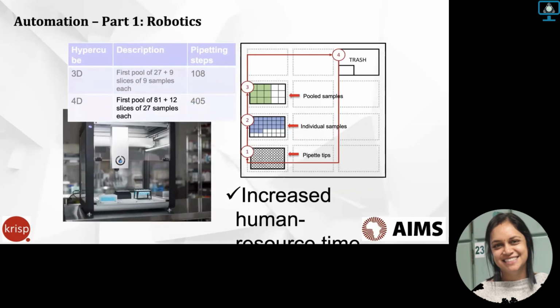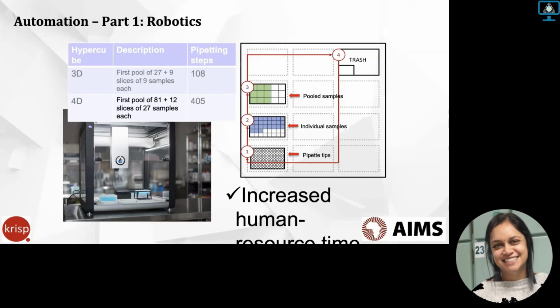So I'll just move on to a little bit about the automation that we developed in our lab. Although this pooling strategy offers considerable benefits over the individual testing strategy, it does involve tedious and repetitive pipetting steps, which can be very cumbersome if you have to perform this manually. So for example, if you're doing a 3-dimensional hypercube, there are 108 precise pipetting steps in different combinations. So that's actually the 27 samples plus the 9 pools of 9 samples each. For a 4-dimensional hypercube, this involves a total of 405 pipetting steps, which are the first pool of 81 samples plus 12 pools of 27 samples each.